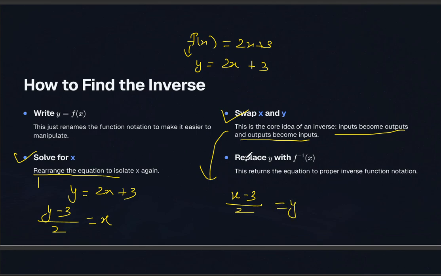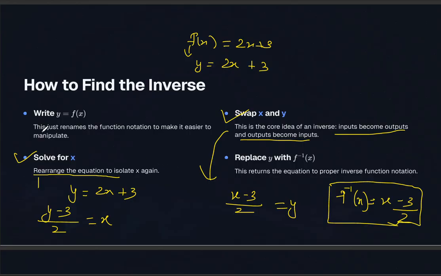Now the final step is to replace y with f inverse x. This returns the equation to proper inverse function notation. So we will simply replace y with f inverse x and we will get our inverse function. So these are the 4 steps to find the inverse of any function.